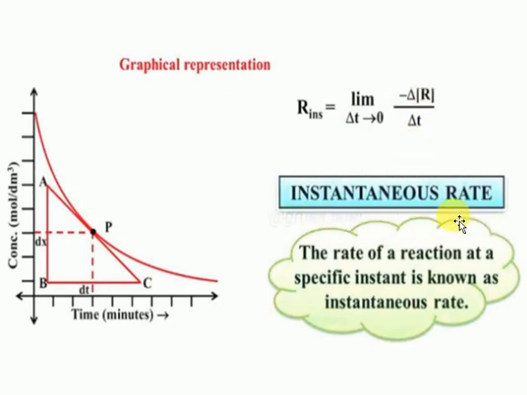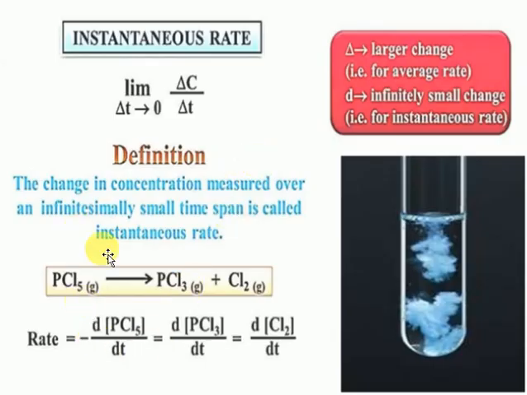The instantaneous rate of chemical reaction is the rate of reaction at a specific instant of time. It is written as small dc by dt, not capital D. Small dc by dt is called the instantaneous rate. Remember clearly: delta means a large change in concentration, and d means a small interval change in concentration.